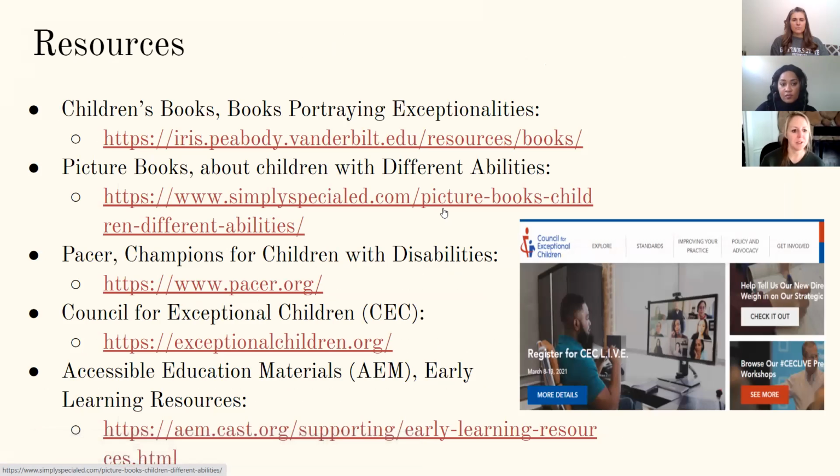Some of the resources: there are two links for children's books portraying exceptionalities and different abilities. One is from the Peabody School at Vanderbilt, and another one is from Simply Special Ed. PACER is an organization championing children with disabilities. And of course, there's also the Council for Exceptional Children, the CEC. For accessible education materials, there's a link that goes straight to early learning resources. That's a really good one that provides a lot of resources, materials and ideas.